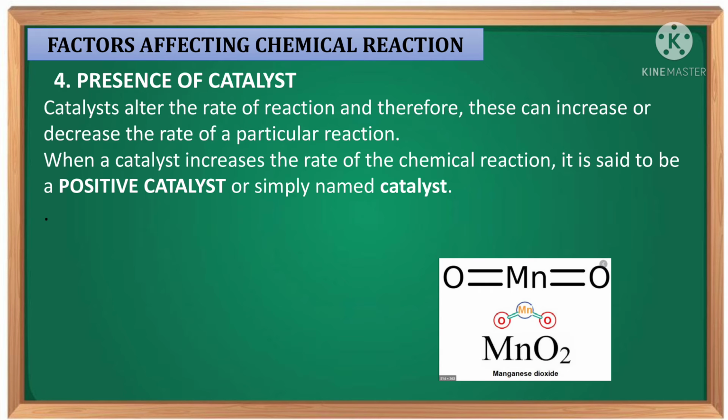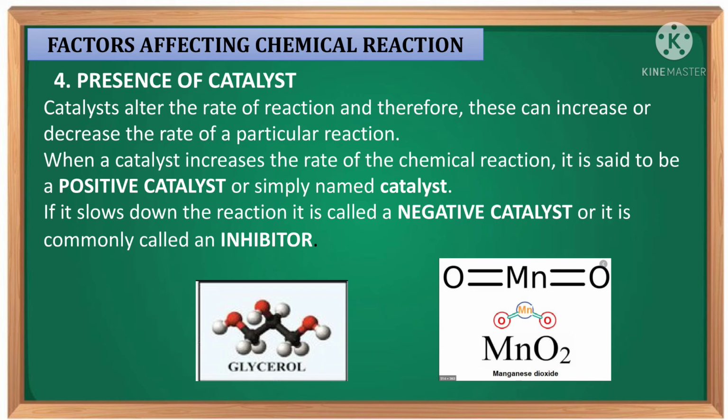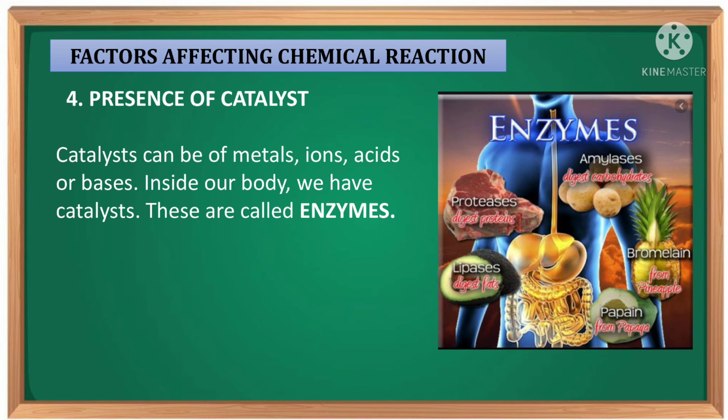So when a catalyst increases the rate of chemical reaction, it's said to be a positive catalyst, or simply named catalyst. If it slows down the reaction, it is called a negative catalyst, or commonly called an inhibitor. How do catalysts accomplish this altering action? They do so by providing an alternative step or path for the reaction to occur. They make shortcuts to reach this destination. Catalysts can be metals, ions, acids, or bases.